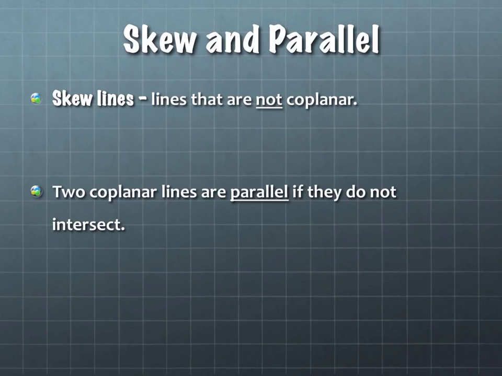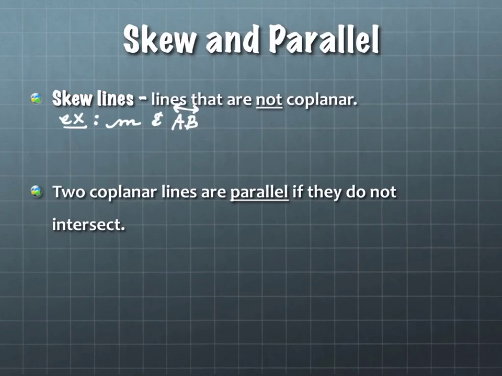Not only are there lines that are coplanar, sometimes we talk about lines that are skew. So specifically, if you have lines that are not coplanar, then we're going to call them skew lines. So skew lines are lines that do not lie in the same plane. So in our diagram before, we gave an example. The one that I mentioned was line m and line AB.